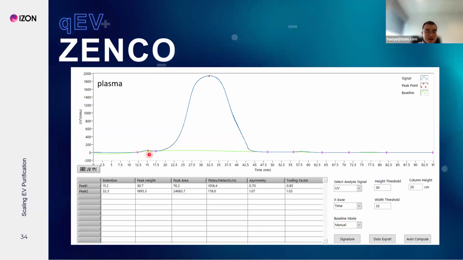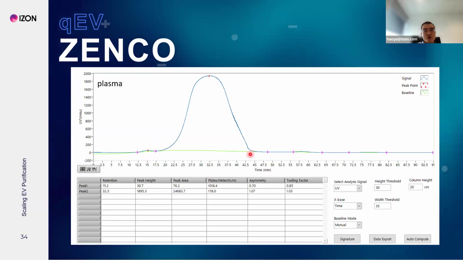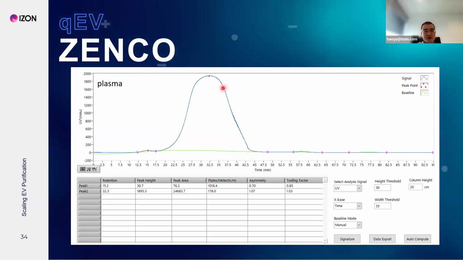So the system collects the EV and then starts to elute the protein, because usually we don't need the protein. We just let it go into the waste. But for the EV, you can see there are 2 points. The system can automatically detect the UV rise and collect its fractions.